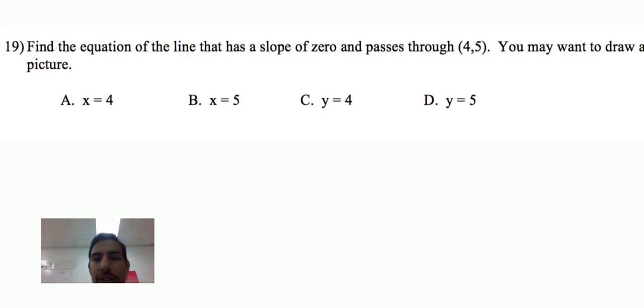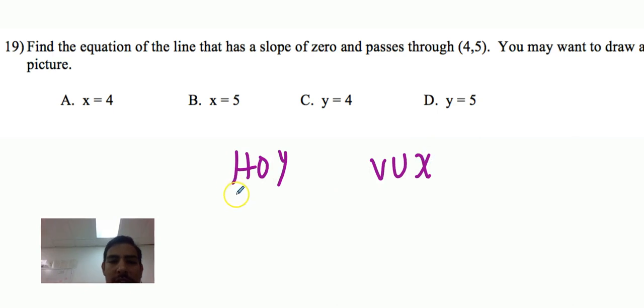Number 19. Find the equation of the line that has a slope of 0 and passes through (4, 5). I'm going to give you this little gem, which a student this year taught me. Basically what it stands for is HOY and VUX, or Hoy and Vux.